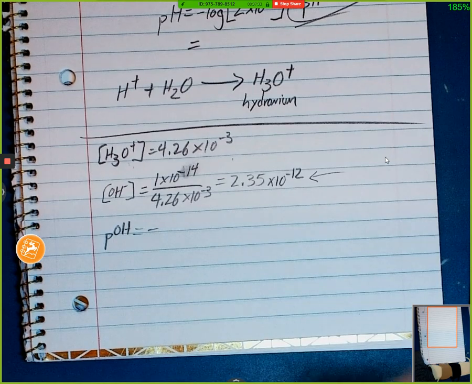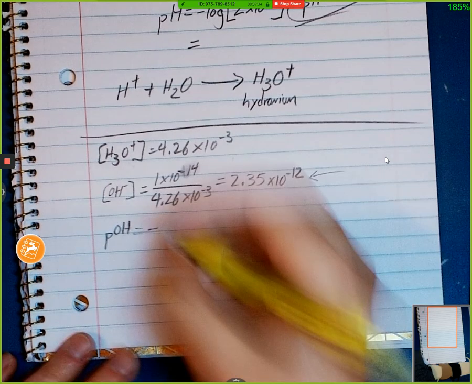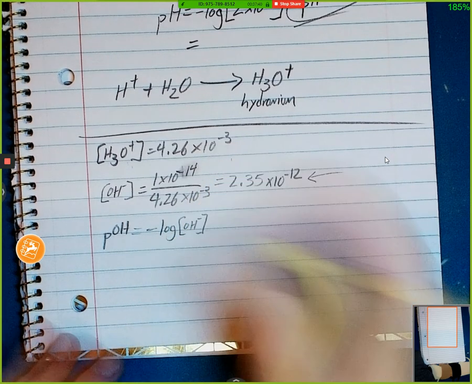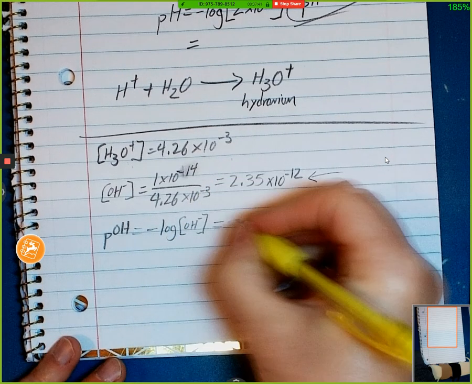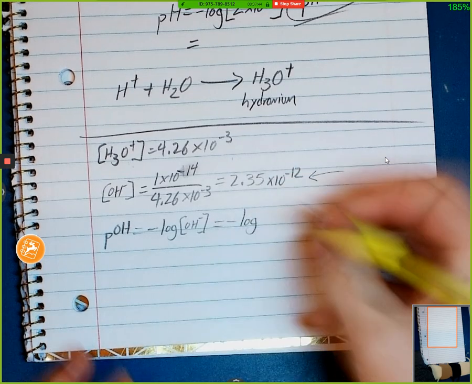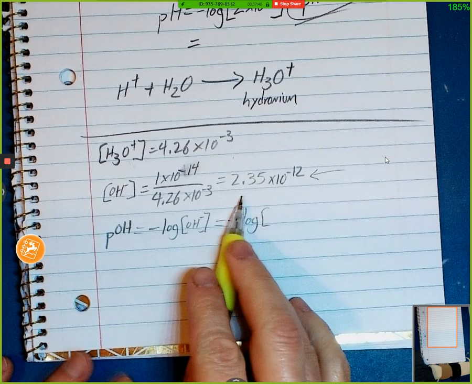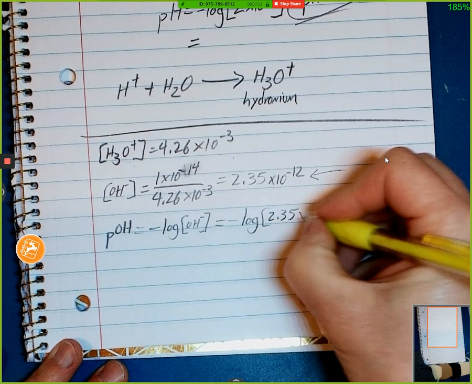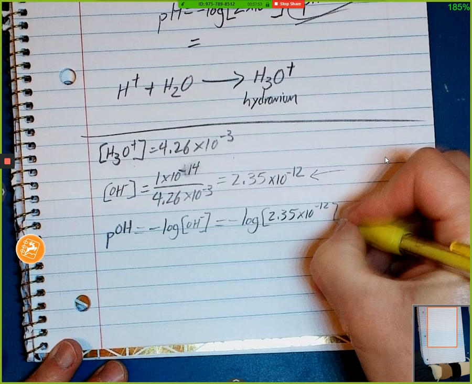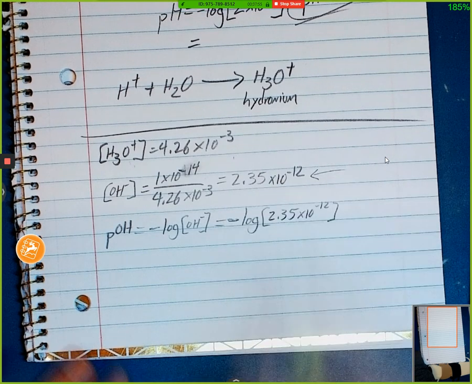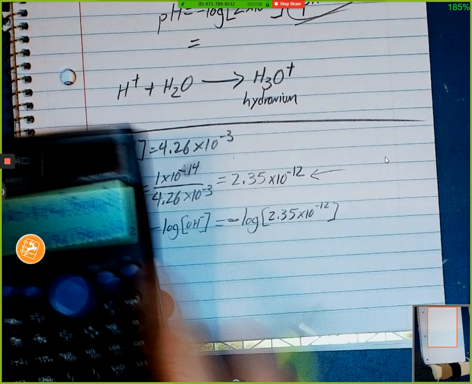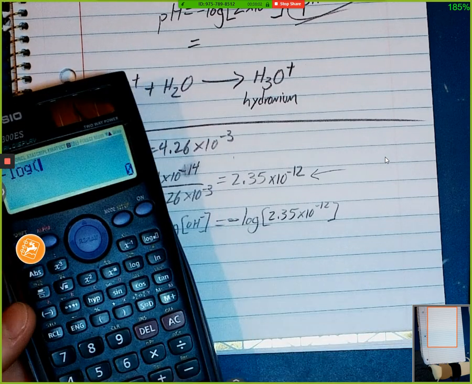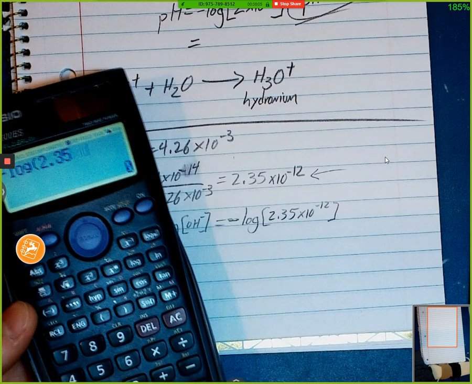All right, so pOH is equal to the negative logarithm of the OH concentration, which means it's going to be equal to the negative logarithm of, we just said our OH concentration is 2.35 times 10 to the minus 12. Sure y'all can see that negative there. So let's get back into our calculator. I'm going to hit negative log 2.35 times 10 to the negative 12.